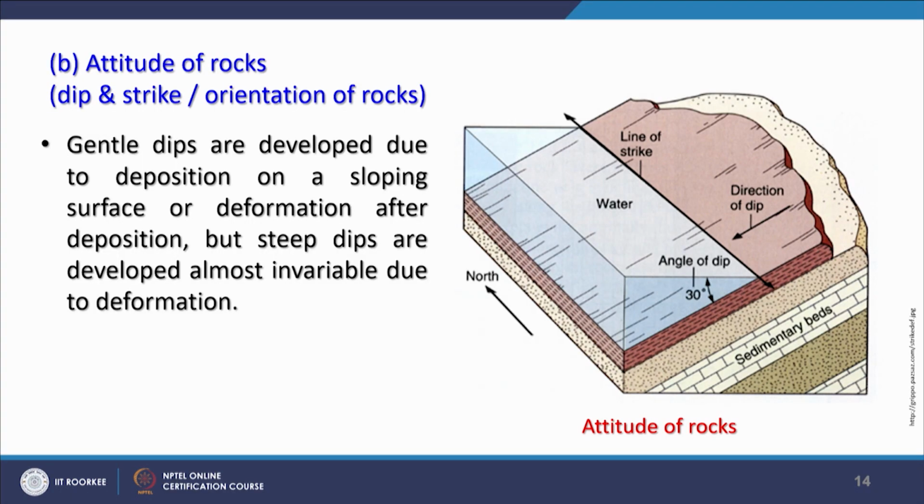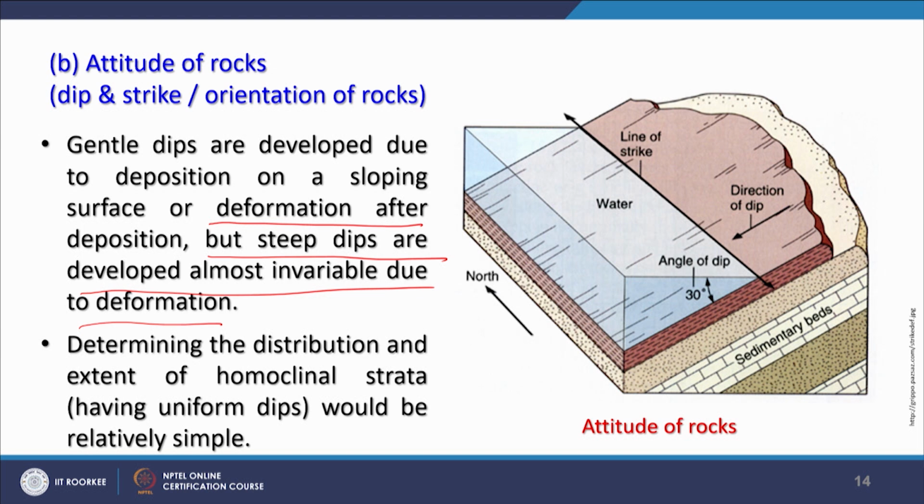Gentle dips are developed due to deposition on a sloping surface, or might be because of the deformation later on which takes place because of tectonic activities. But steep dips are developed almost invariably due to deformations. From a groundwater engineering point of view, we are not focusing on how these have been created or generated, but on how they are there currently and how they will influence my groundwater conditions. So, we are not looking at the genesis of rocks, but trying to understand the characteristics of the rocks which are present today and how they are influencing my water occurrences and yield.